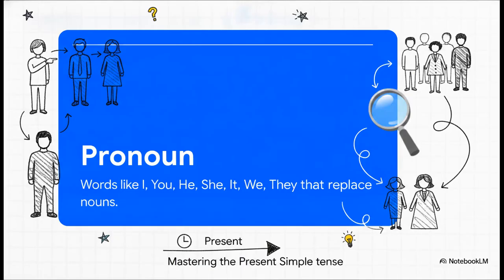Next up, we have pronouns. You can think of pronouns as these really handy, efficient little substitutes we use so we don't have to keep repeating the same noun over and over again. These are the essential pronouns we use for sentence building. I, you, he, she, it, we, and they. Believe me, we are going to be using these constantly today.